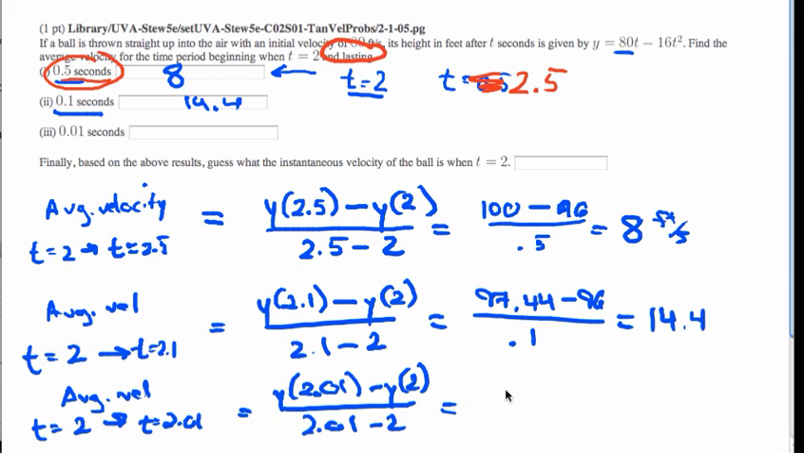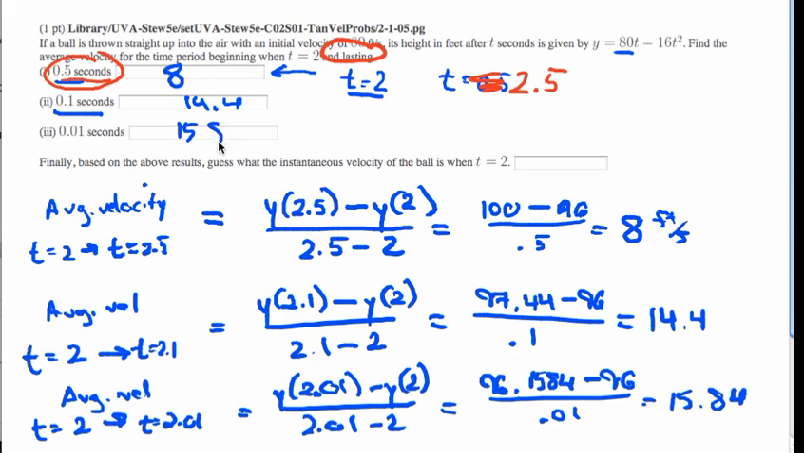Y of 2.01 is 96.1584, and you can calculate that independently, minus 96, which is still y of 2, and the bottom is 0.01. So this comes out to be 15.84, and that's my answer for this particular blank here, 15.84. Okay. We can now answer this question pretty simply, but just one more time to emphasize this.